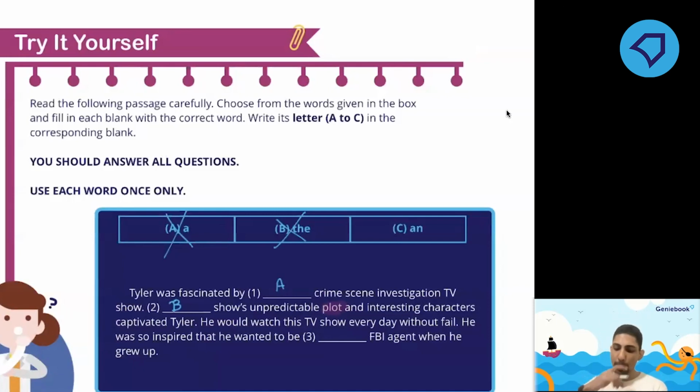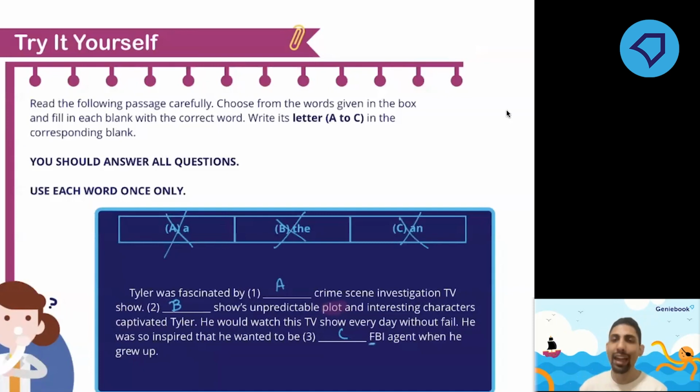Okay? We are left with one answer, but let's not just say, oh, Mr. Fawaz, there's one word left, that should be the answer. Always check. Maybe you made a mistake somewhere. He would watch this TV show every day without fail. He was so inspired that he wanted to be an FBI agent. Okay, we are good. An FBI agent. Mr. Fawaz, why do we say an?